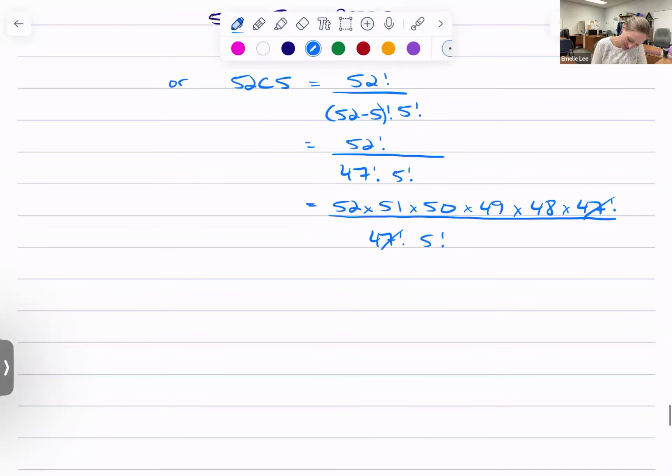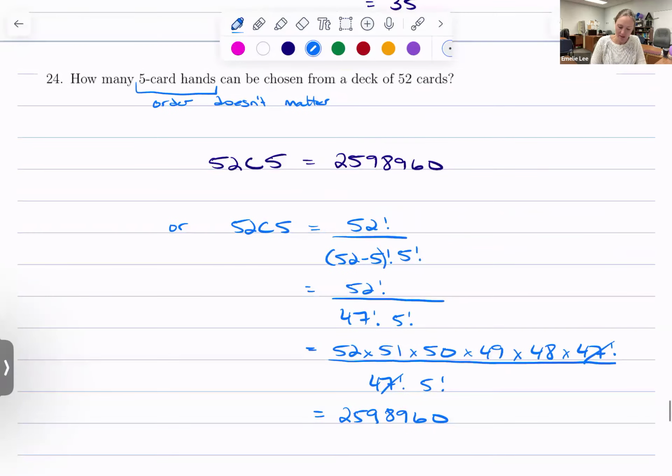Phew, I get the same answer. I was worried because I hit some buttons. 2598960. I'd say this one, using your calculator, is a lot quicker, but you can do it by hand if you prefer.